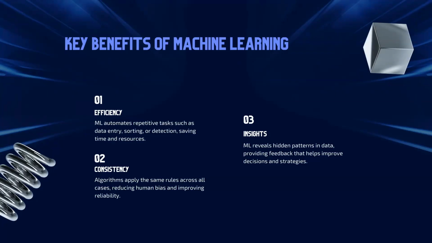All right, key benefits of machine learning. Why is ML so powerful? There are three big reasons: efficiency, consistency, and insights. Efficiency: it automates repetitive tasks and processes data faster than any human could. Insights: it reveals hidden patterns, helping people make better decisions. Consistency: algorithms apply the same logic every time, reducing bias and human error. It's what powers everyday tools like spam filters, recommendation systems, and even self-checkout security cameras.